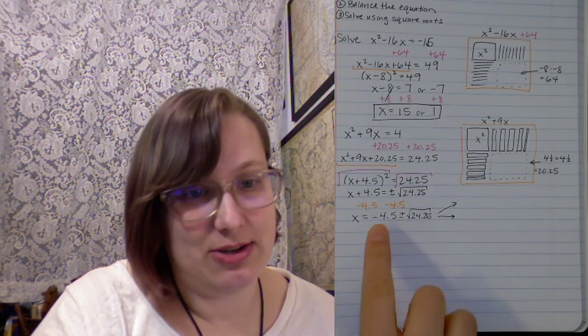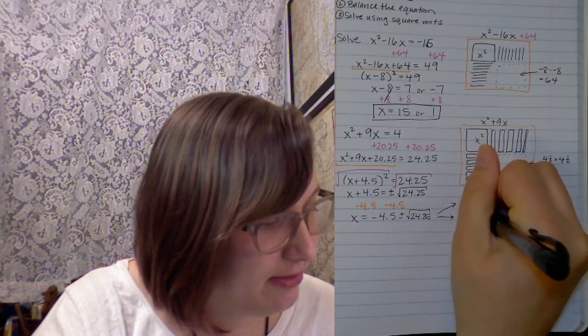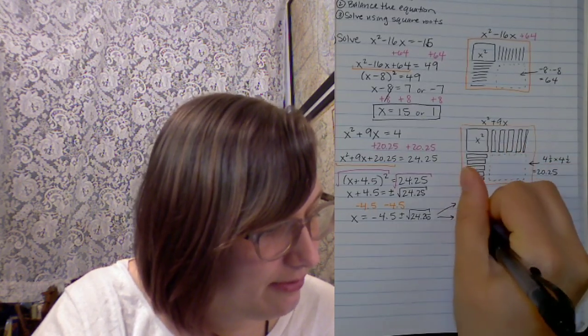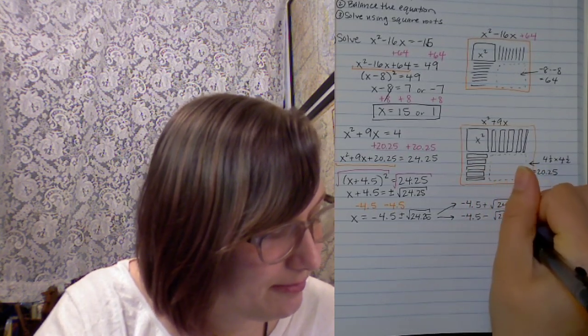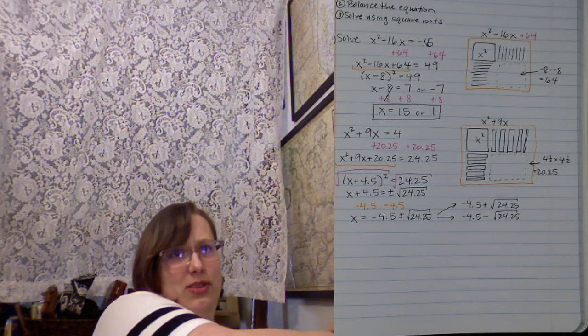If you're doing it on Big Ideas Math to get full points, I think you actually have to do this math. So we're going to do negative 4.5 plus the square root of 24.25, and we're going to do negative 4.5 minus the square root of 24.25. Which, naturally, I totally know this number. I don't know this number.